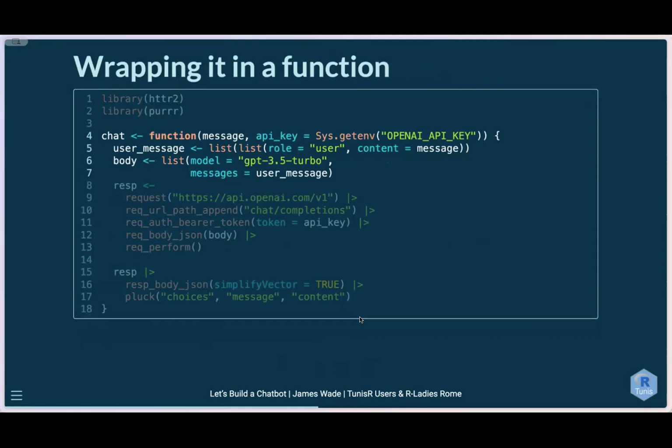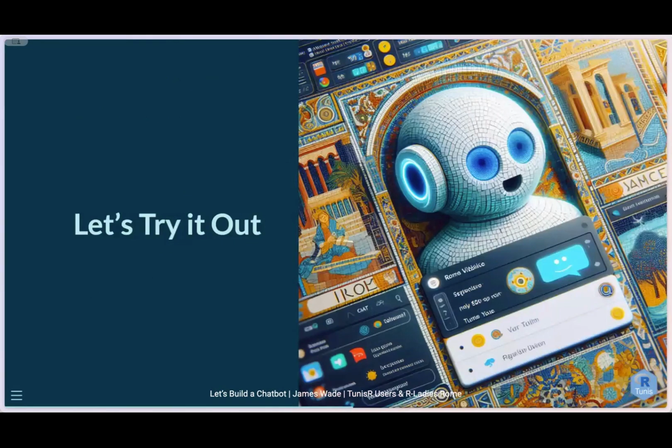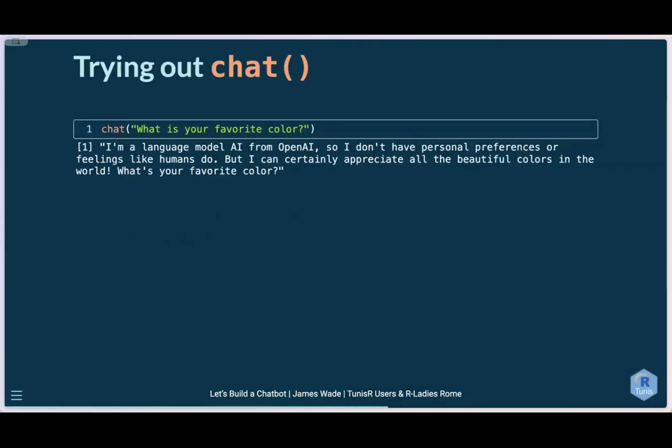Now, to use this inside of our chatbot app, we're going to need to wrap this into a function. This is going to look relatively similar to the code that you just saw. The first couple lines are recreating that message body. We then have this request, and then we process the response. Again, that's message body, request, and processing the response. So let's see what we can actually go and do with this. It's fairly simple. So we have chat, and then we put our prompt in there. We can get a response back.